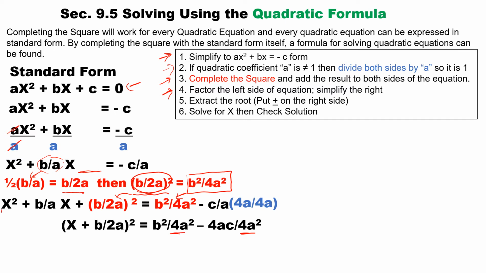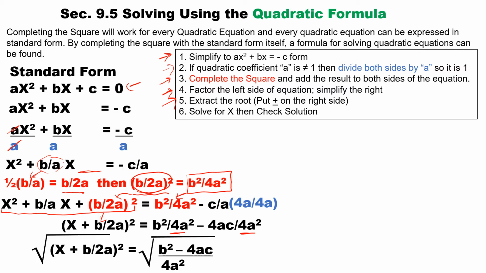Then we took the left side, which is a perfect trinomial square, right? And we factored it. Once you have that, then you're ready to do step 5. You're going to extract the root from both sides. Remember to include the plus minus. So I'm going to take this here, and all I've done is rewrite this so that you see that this is b squared minus 4ac, and it's a nicer form, and now I'm going to extract the root.